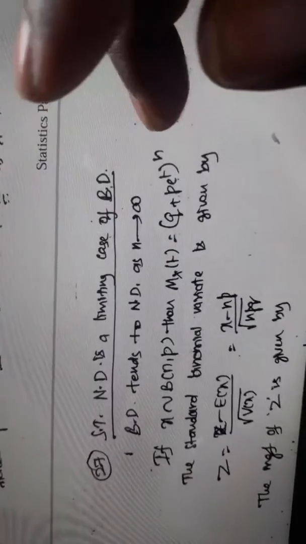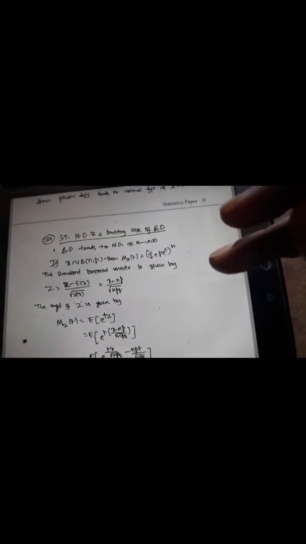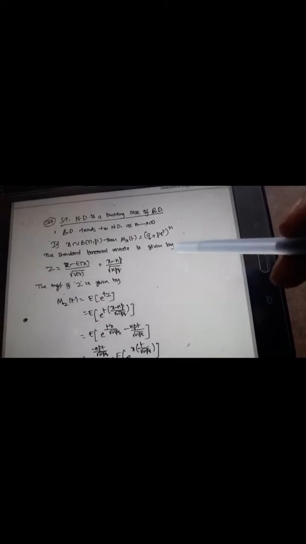Like that, one more limiting case is there. Show that the normal distribution is a limiting case of the binomial distribution. Here also consider the MGF of the binomial distribution. The MGF of the binomial distribution is (q plus p e power t) whole power n. Consider the standard binomial variate Z, which is x minus expectation of x by root variance of x, that is x minus np by root npq. The MGF of Z is given by M_Z(t), which is expectation of e power tZ. Substitute and simplify.